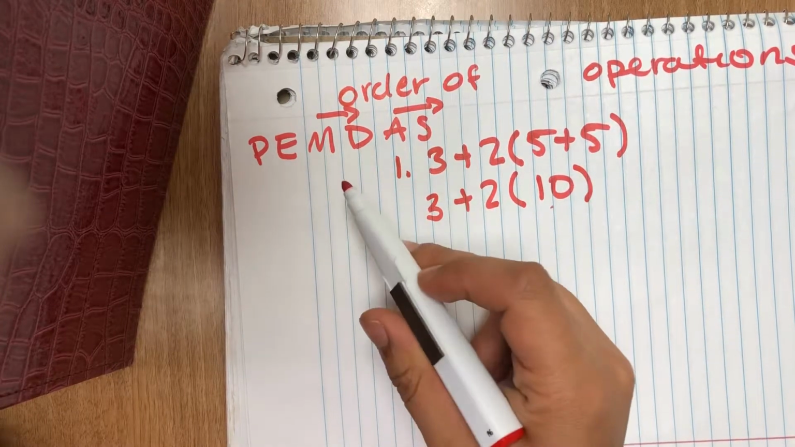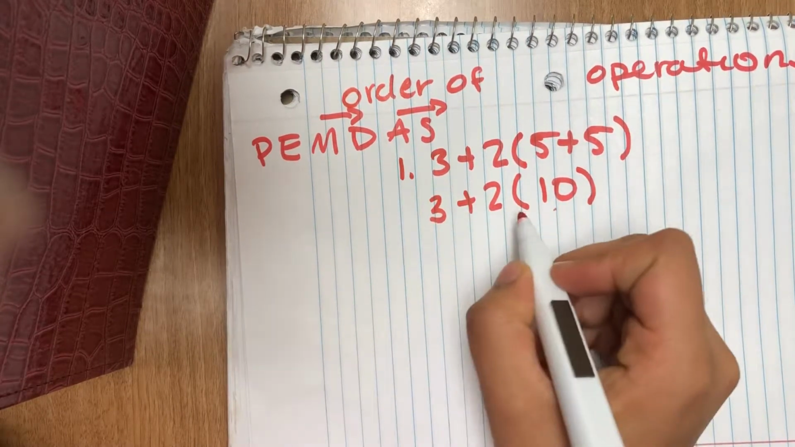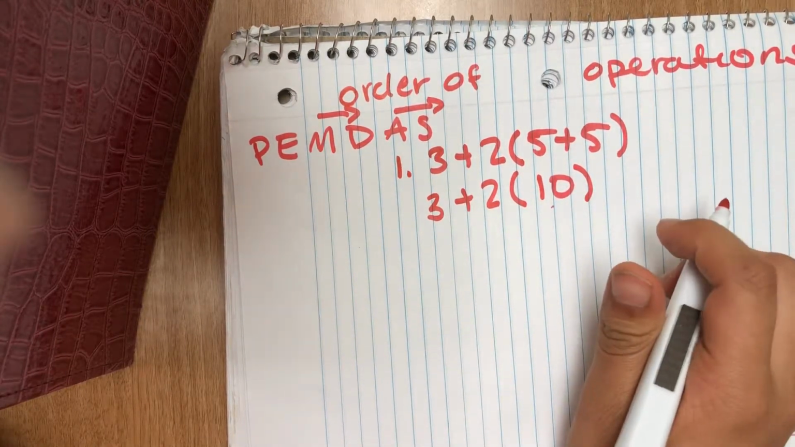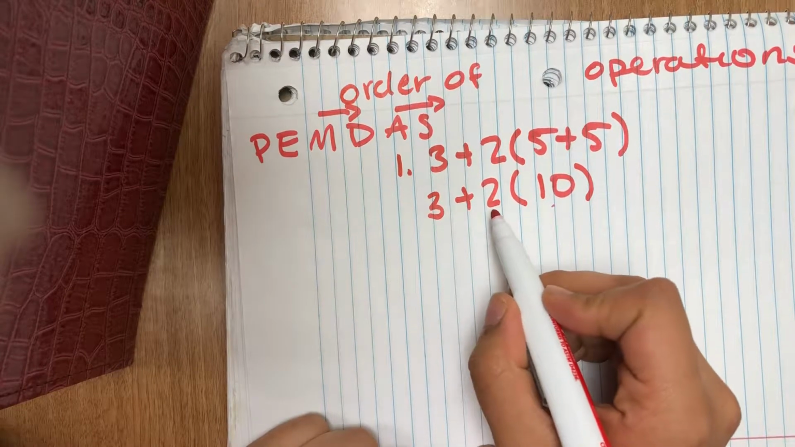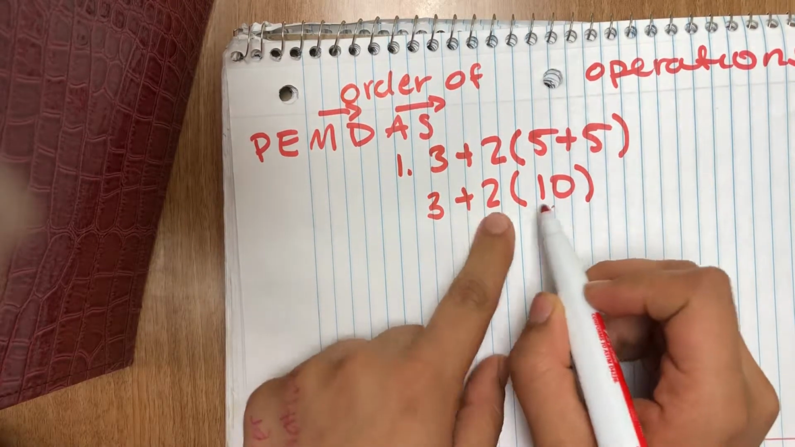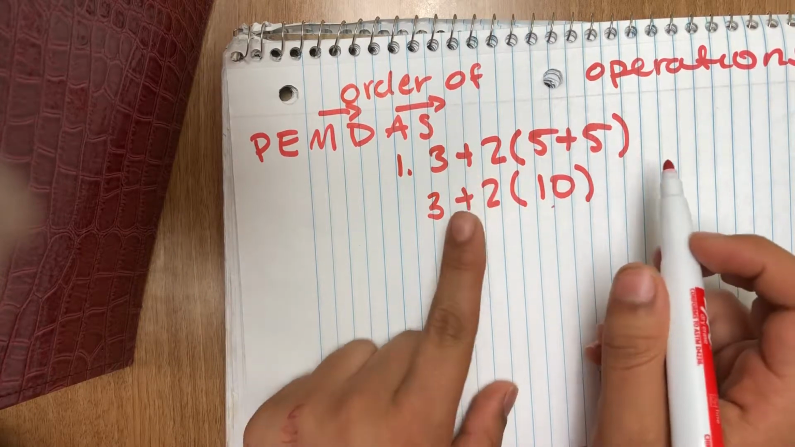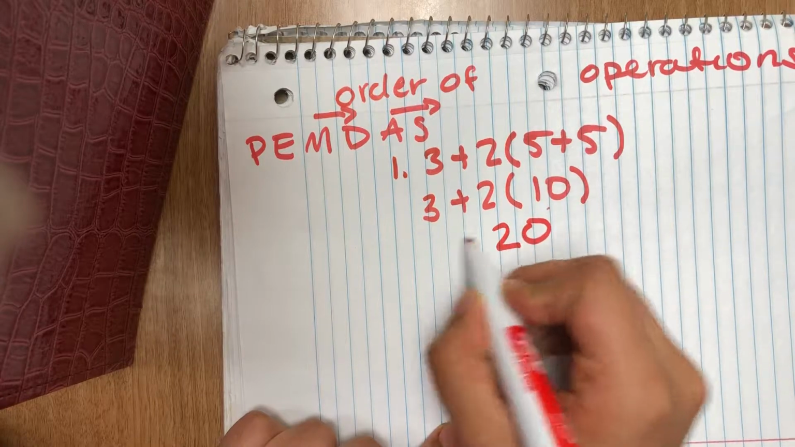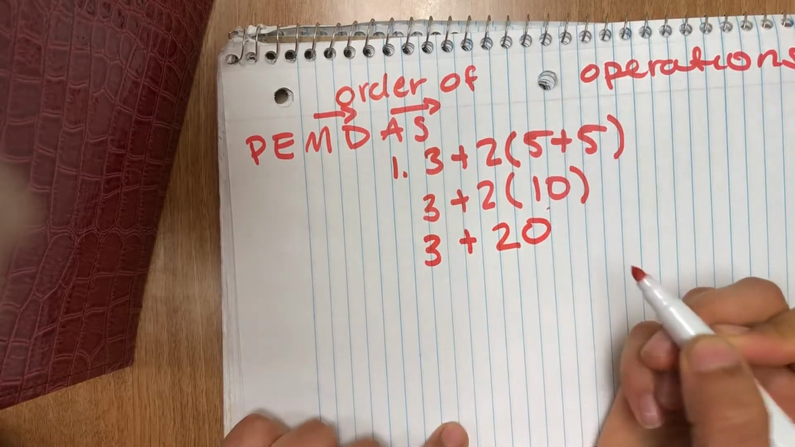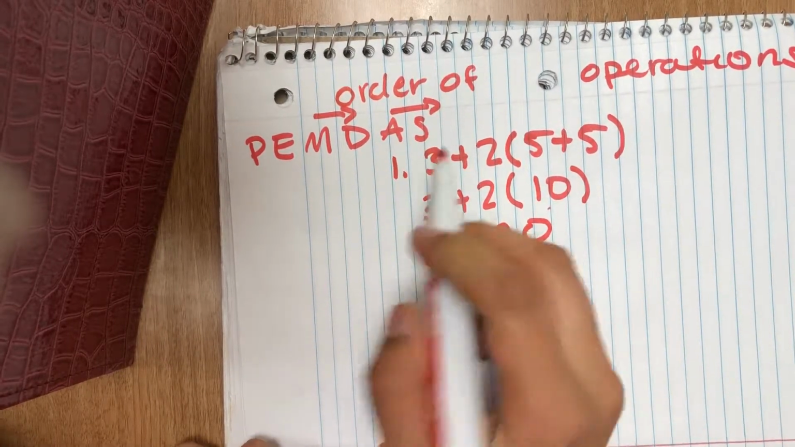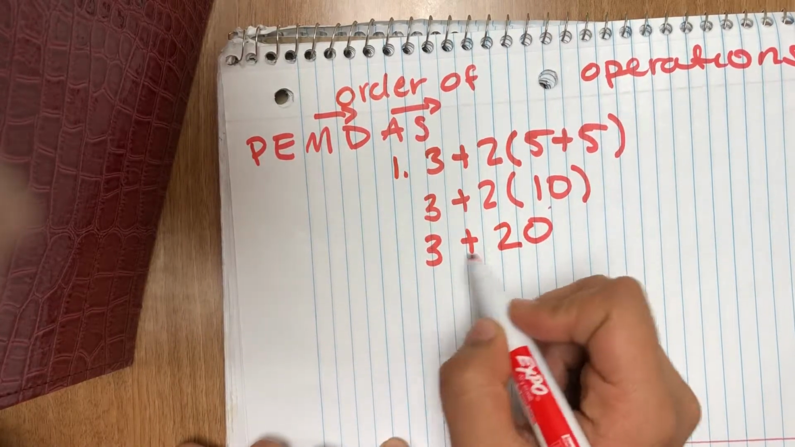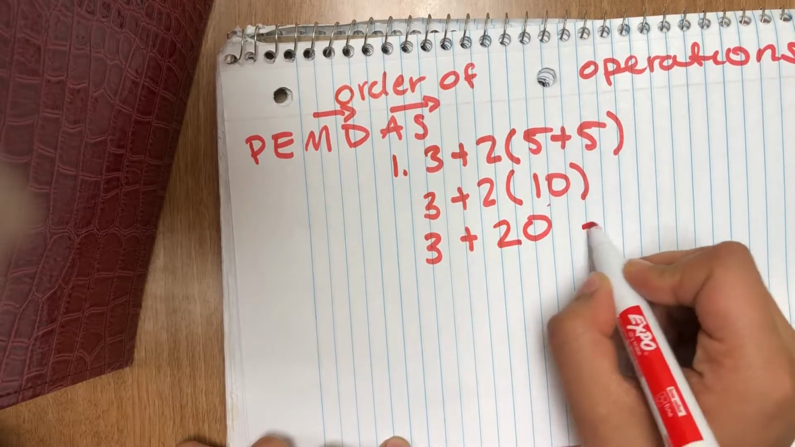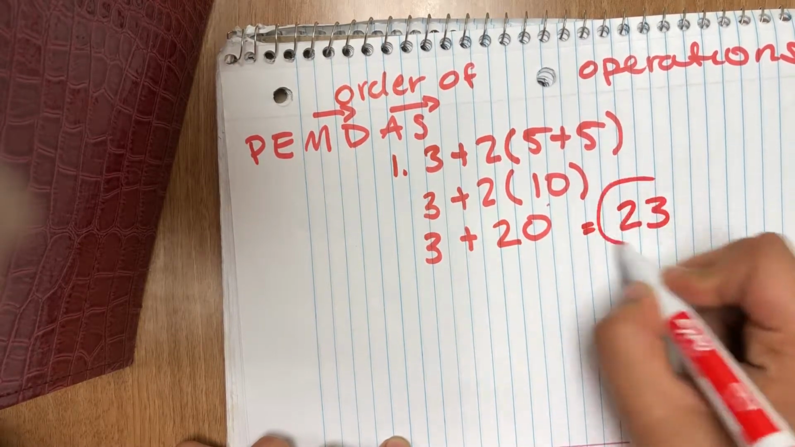Next, it says exponents. Are there any exponents? Nope. Multiplication, division from right to left. Is there any multiplication in here? Yes, there is, because there's 2 times 10. Whenever you have two numbers next to each other, it automatically equates to multiplication. So 2 times 10 is 20. So we have 3 plus 20. And the last step is addition, subtraction. So this is the last thing we have to do, is addition. So we'll do 3 plus 20, and that equals 23. And that is our answer.